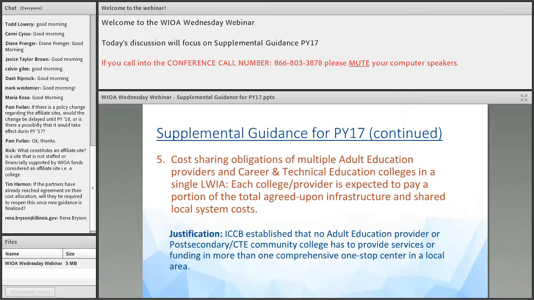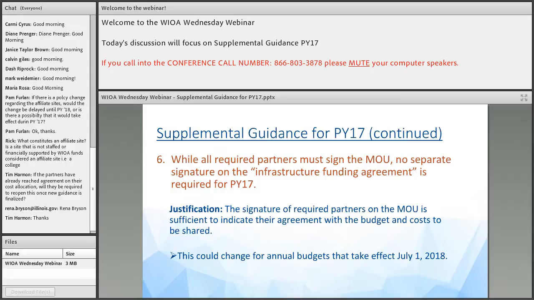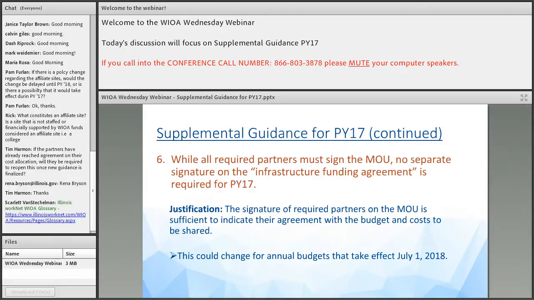Okay, we'll move on to the last item of guidance in the supplemental guidance, and it relates to our favorite topic of signatures. So the way that Illinois is approaching signatures for this next program year is that all the required partners must still sign the MOU. At this time, there's no separate signature required on the budget agreement, which the TEGL has changed the language to call the infrastructure funding agreement. So in Illinois, you have to sign the MOU, but no separate signature is required right now on the annual budget. And that is just for PY17.